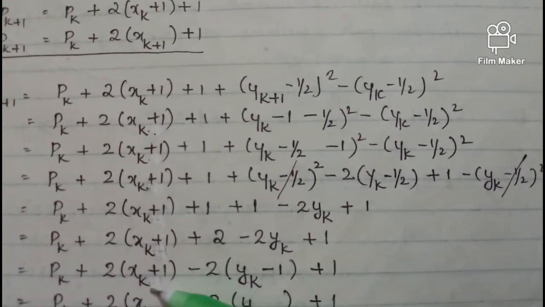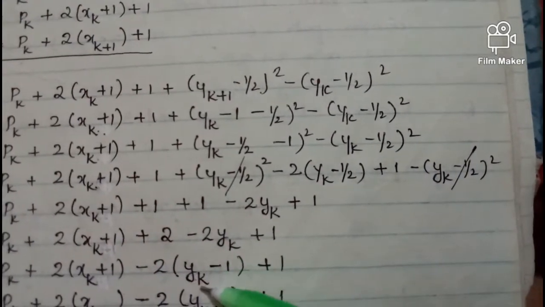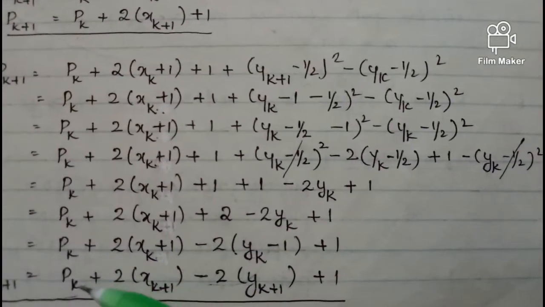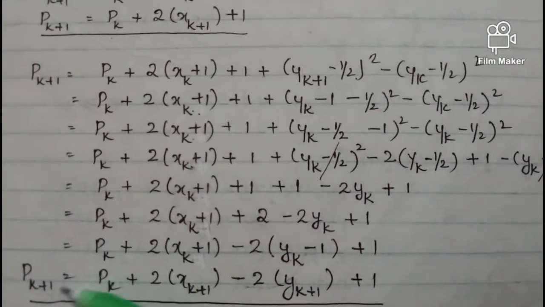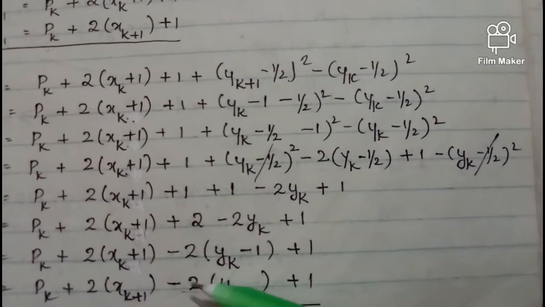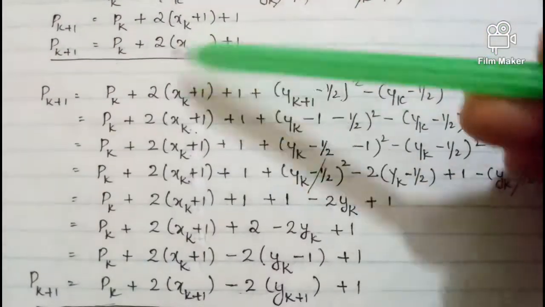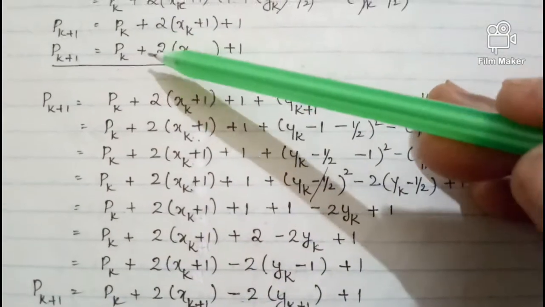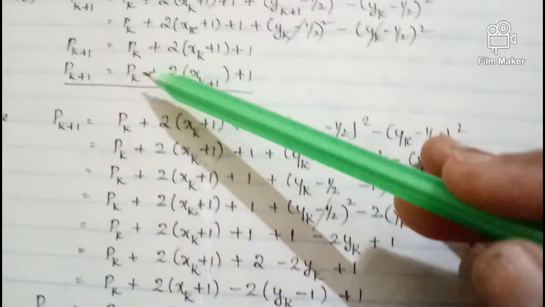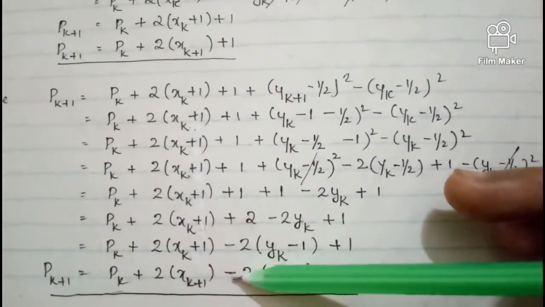Now what is the meaning of xk plus 1? This means next value of x. And yk minus 1 means next value of y. So I am rewriting the equation as pk plus 1 is equal to pk plus 2 times the next value of x minus 2 times the next value of y plus 1. So in this way we have 2 equations for pk plus 1. One equation will be used when pk is negative, and the other equation will be used when pk is positive.